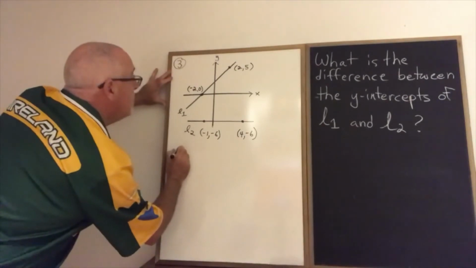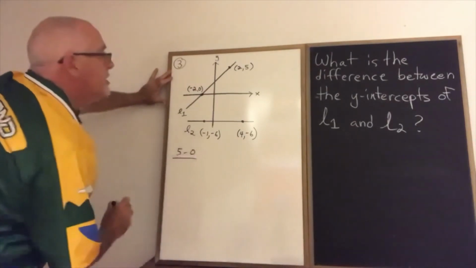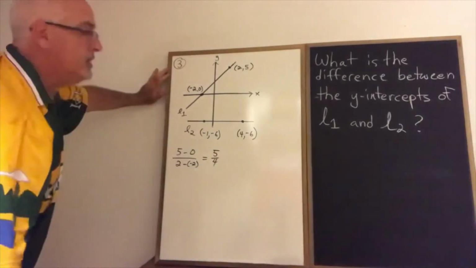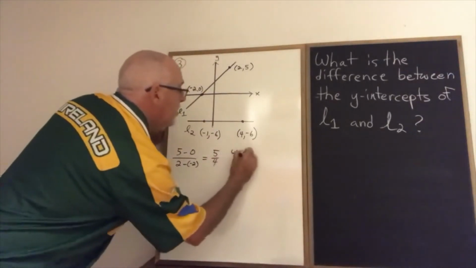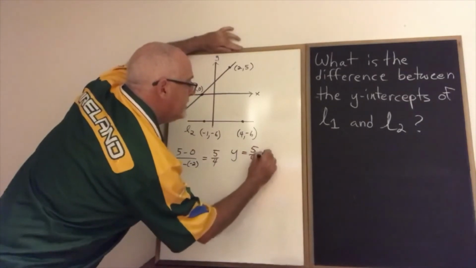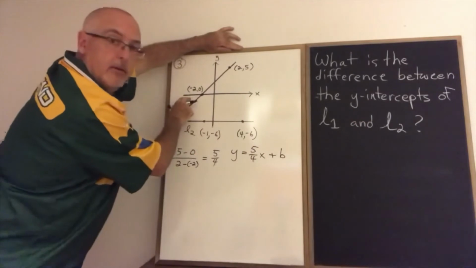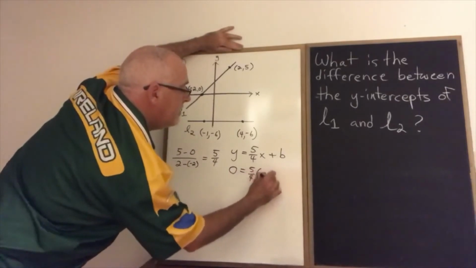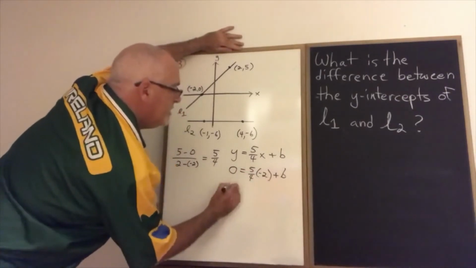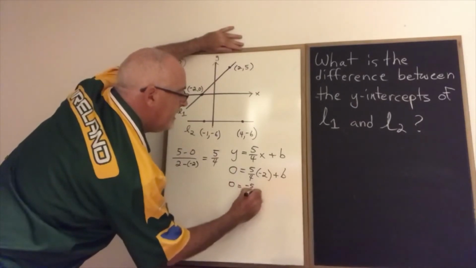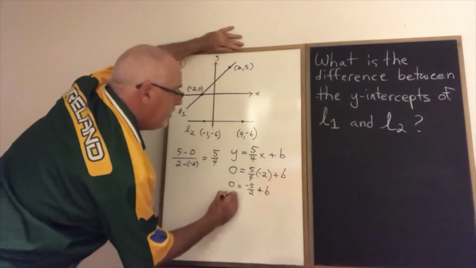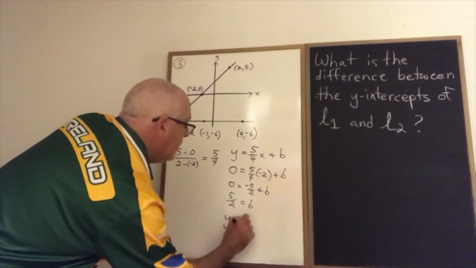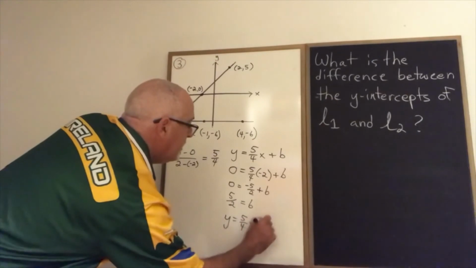The slope formula, y2 minus y1, is 5 minus 0 over x2 minus x1, 2 minus negative 2. And we get 5/4 as our slope. So we have an equation, y equals 5/4 x plus b. And we know the point negative 2, 0 is our x-intercept. We can plug that in. 0 equals 5/4 times negative 2 plus b. 0 equals negative 5/2 plus b. Therefore, positive 5/2 equals b. And we have our equation. y equals 5/4 x plus 5/2.